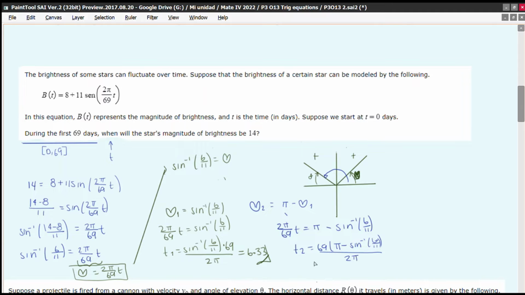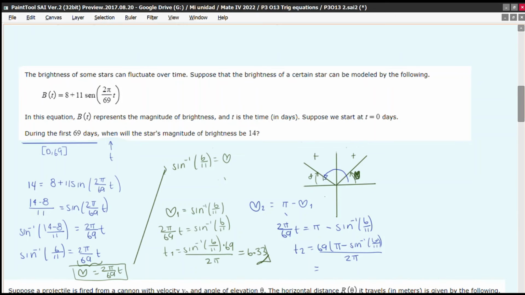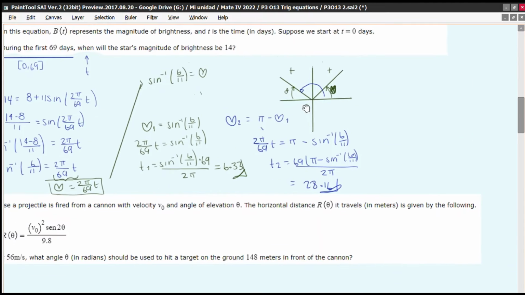So this is going to be my second solution, and I'm going to plug this into a calculator. So sine inverse of 6/11, pi minus my answer, that multiplied by 69, and that divided over 2 pi, that is 28.16. So these are my two solutions, and these two solutions are in my interval. Perfect. Next example.